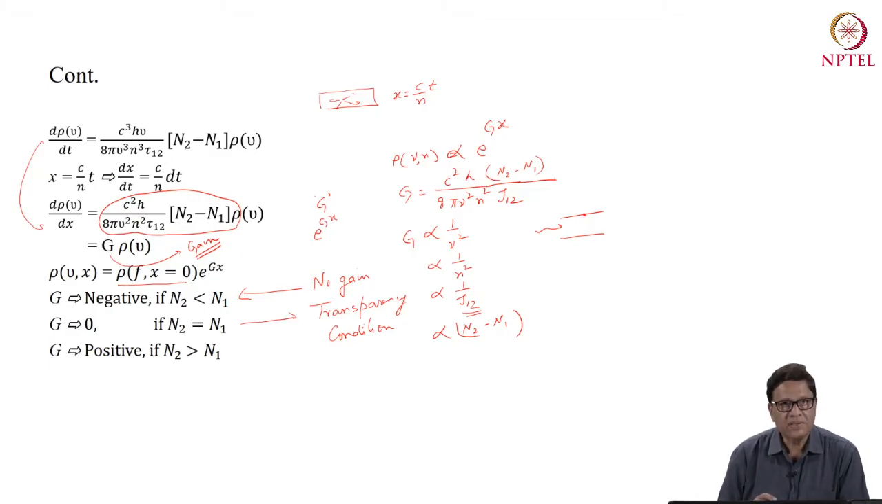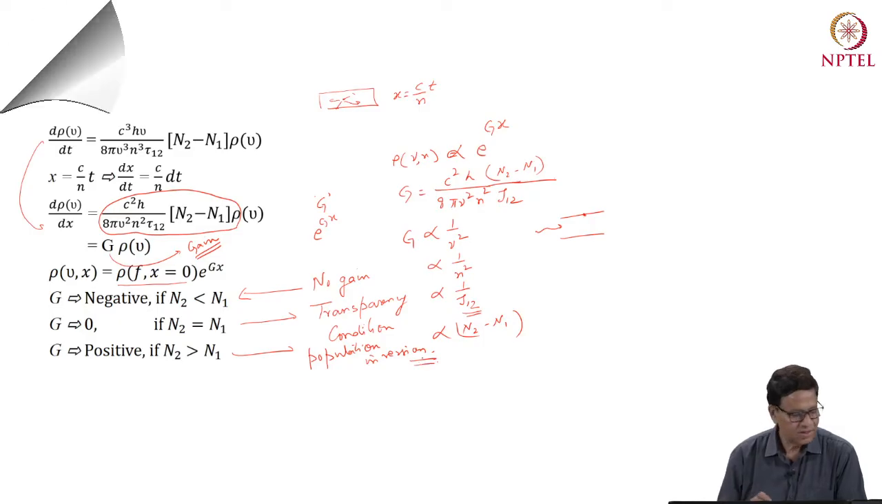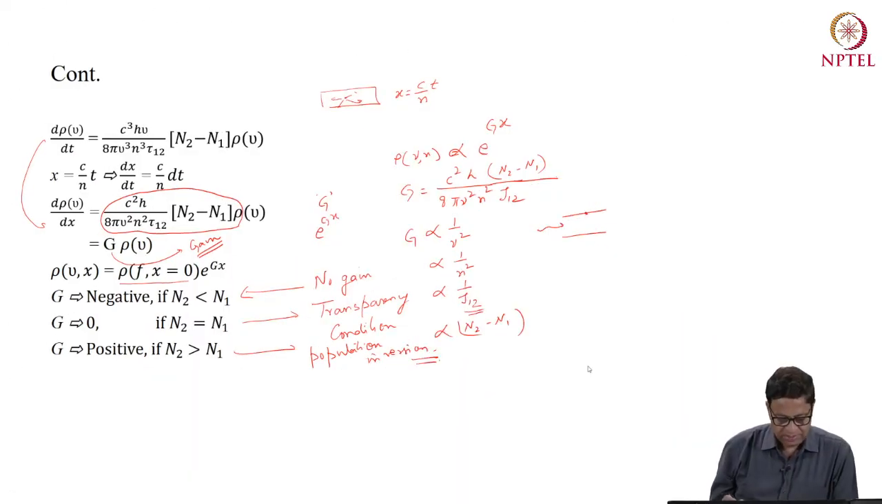If g is positive, that means n2 is greater than n1. This is a condition of population inversion. You have more number of electrons at higher energy, that is at E2. So g is positive if n2 is greater than n1, and it's a condition of population inversion.